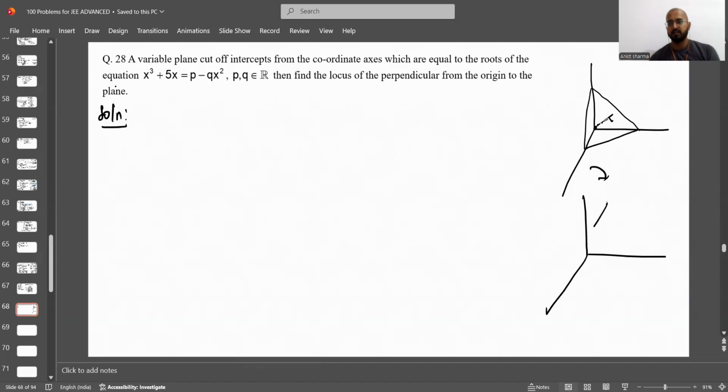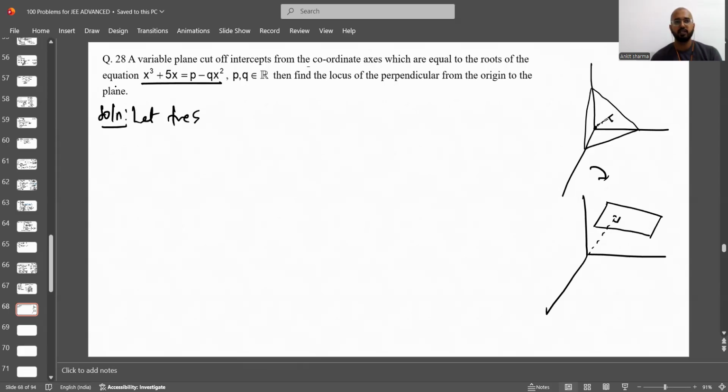Suppose this is my plane here. Then I want the locus of the foot of the perpendicular. So I want this thing. And here, the intercepts from the coordinate axes are equal to the roots of this equation. That means I'll take the equation of the plane first.